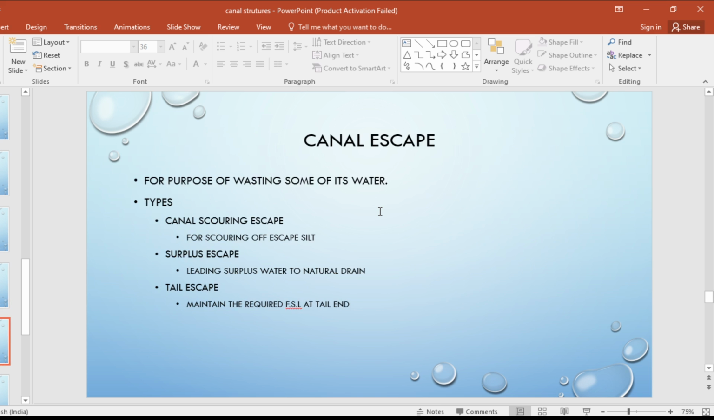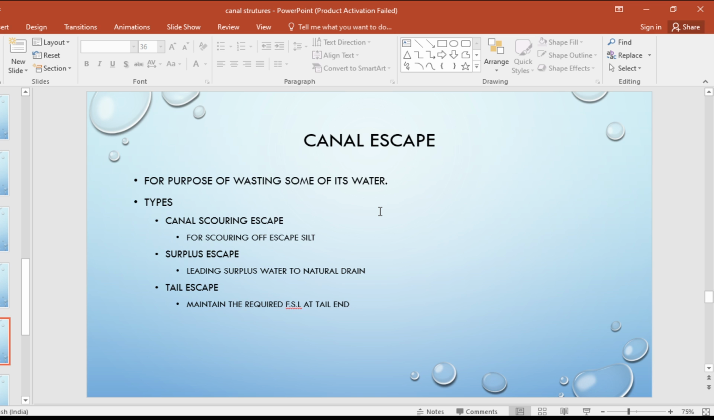Now this is all about the head regulators and cross regulators. I hope you have understood the head and cross regulator working functions and the introduction. Now the second canal structure is canal escape. What is meant by canal escape and what are the types of canal escape we are going to study here.